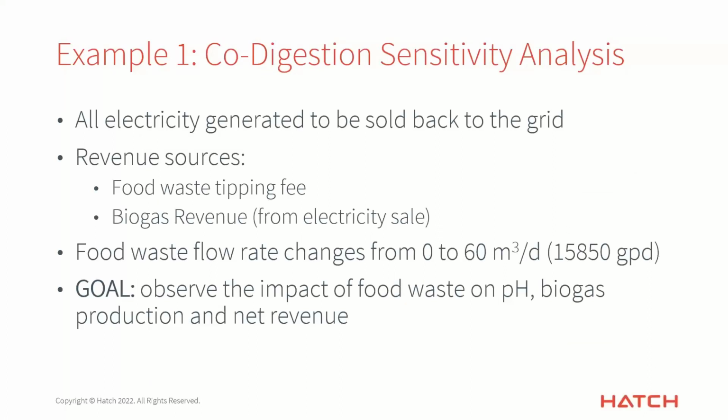Okay, example number 1. We're going to do a co-digestion sensitivity analysis. Basically, the question we want to answer is how much food waste can we accept into this facility? That's going to bring us some revenue through a waste tipping fee. It's also going to bring us some biogas revenue because that, of course, is going to produce more gas. And we are going to generate electricity, which is then sold back to the grid. One of many options of different things that happen in various facilities, and we picked this particular example to be set up that way.